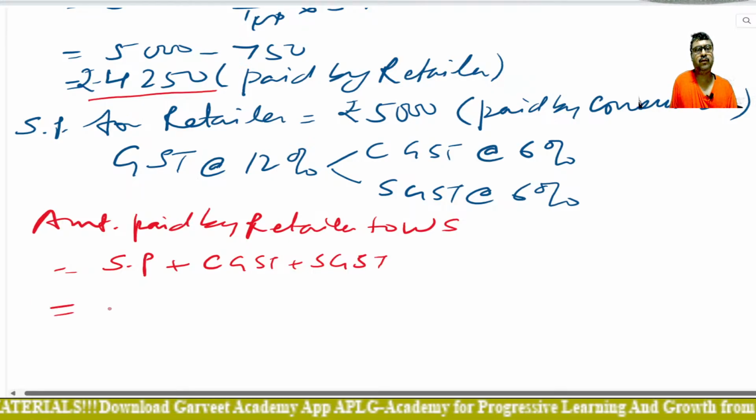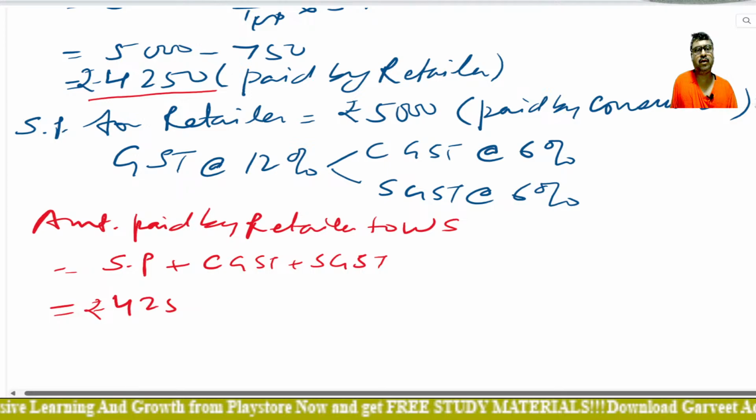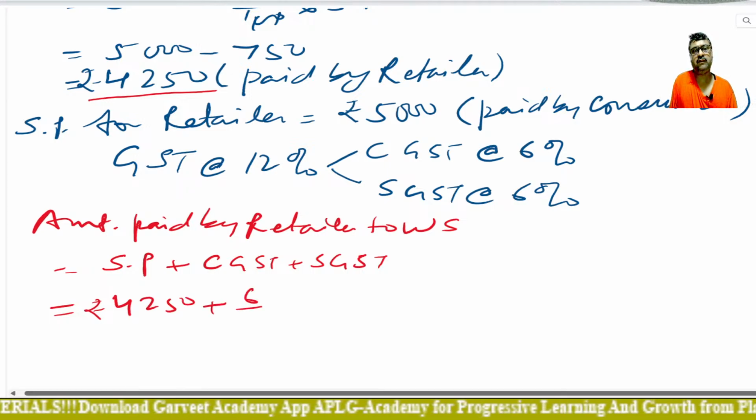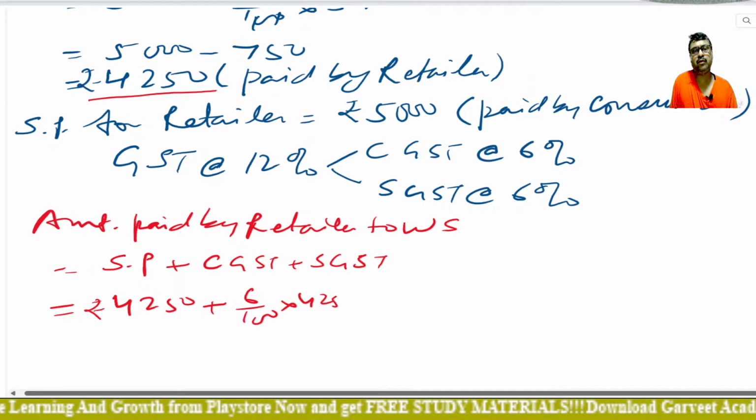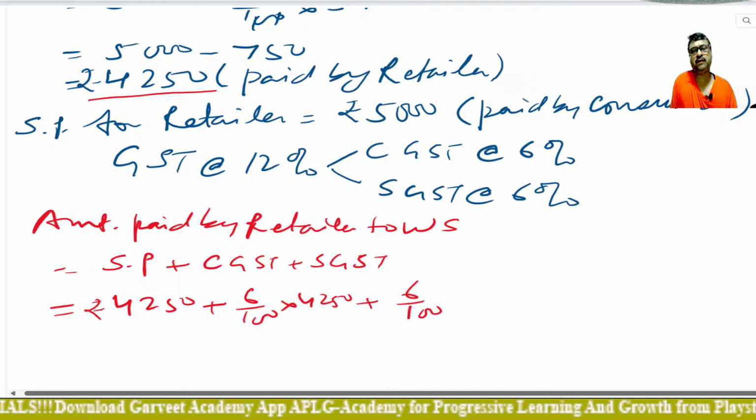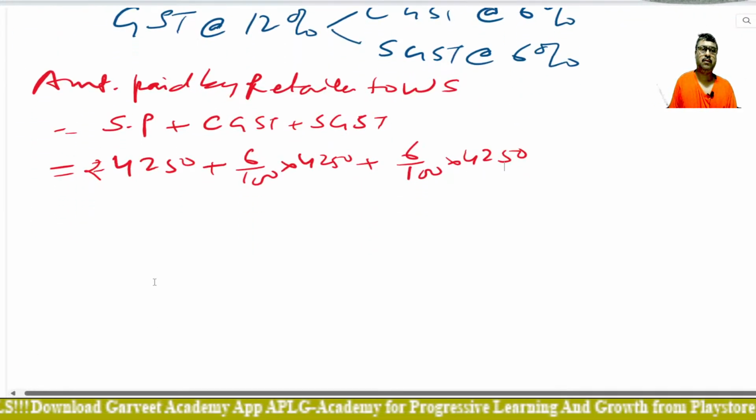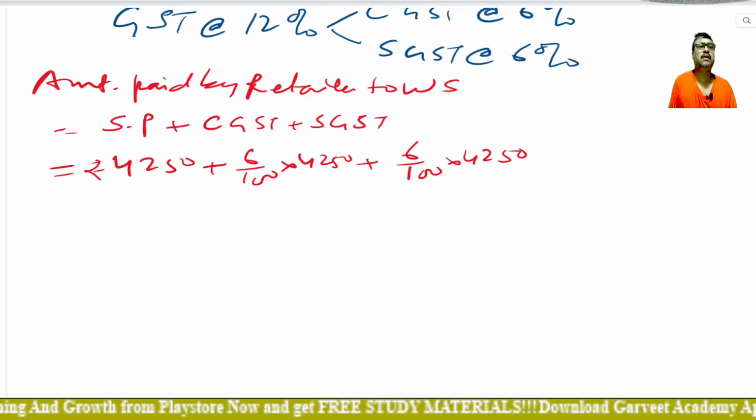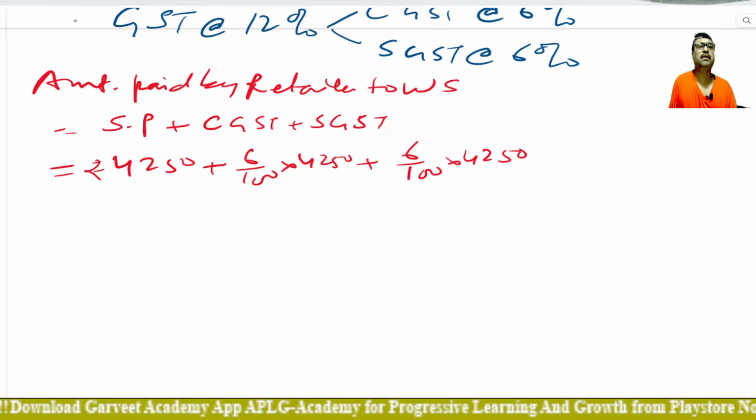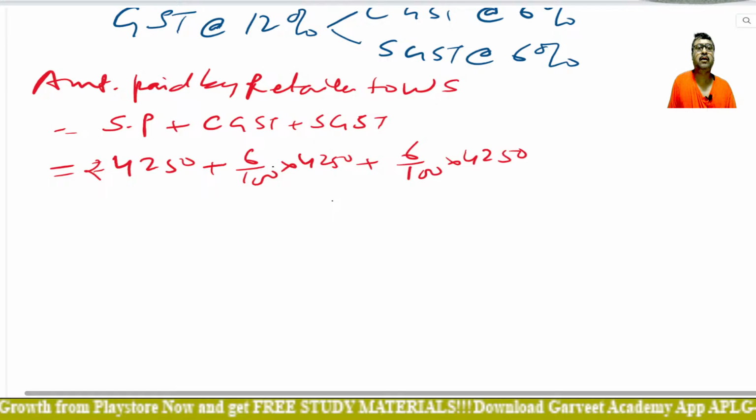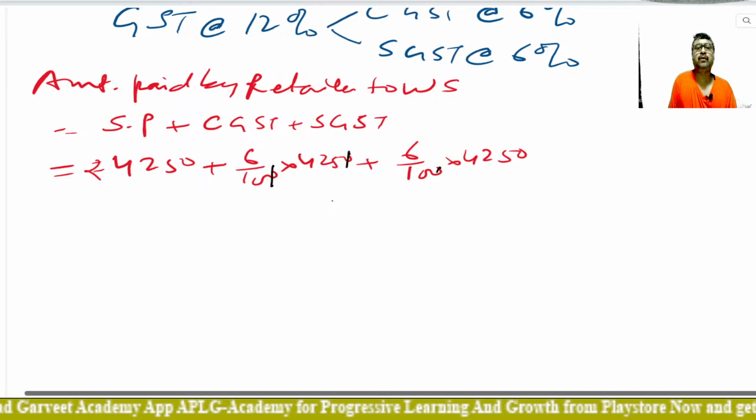So this will come down to rupees 4,250 plus 6% of 4,250. Now let's calculate it and tell me what it will be.